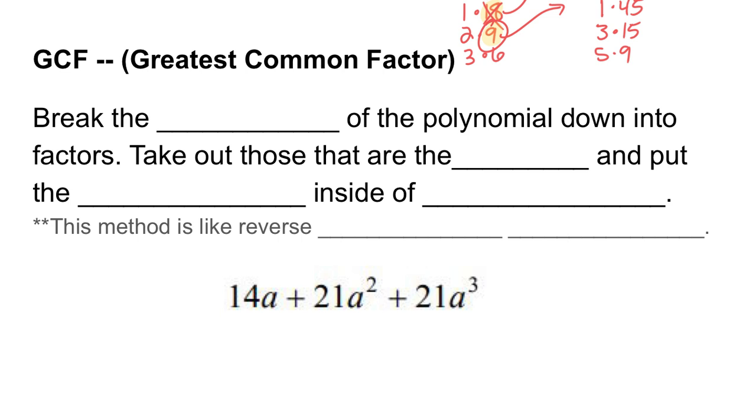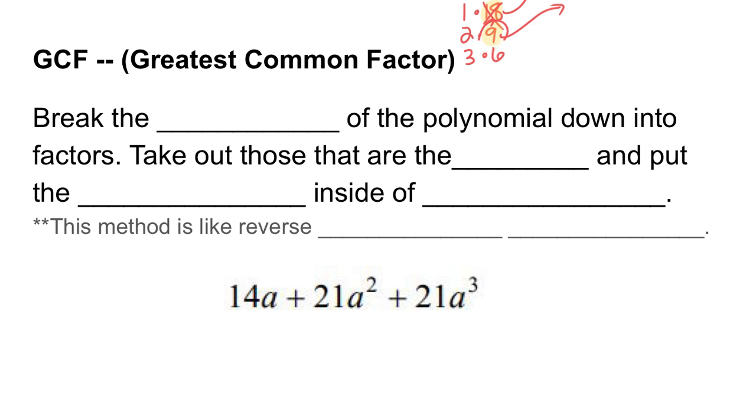But sometimes that other list ends up being really long, and so if you do that, you can find the common one. 9 is on both lists. But it's easier maybe to pick the smaller number and then just start dividing with the factors of the smaller number to find the one that works for both. So that's what a GCF is.